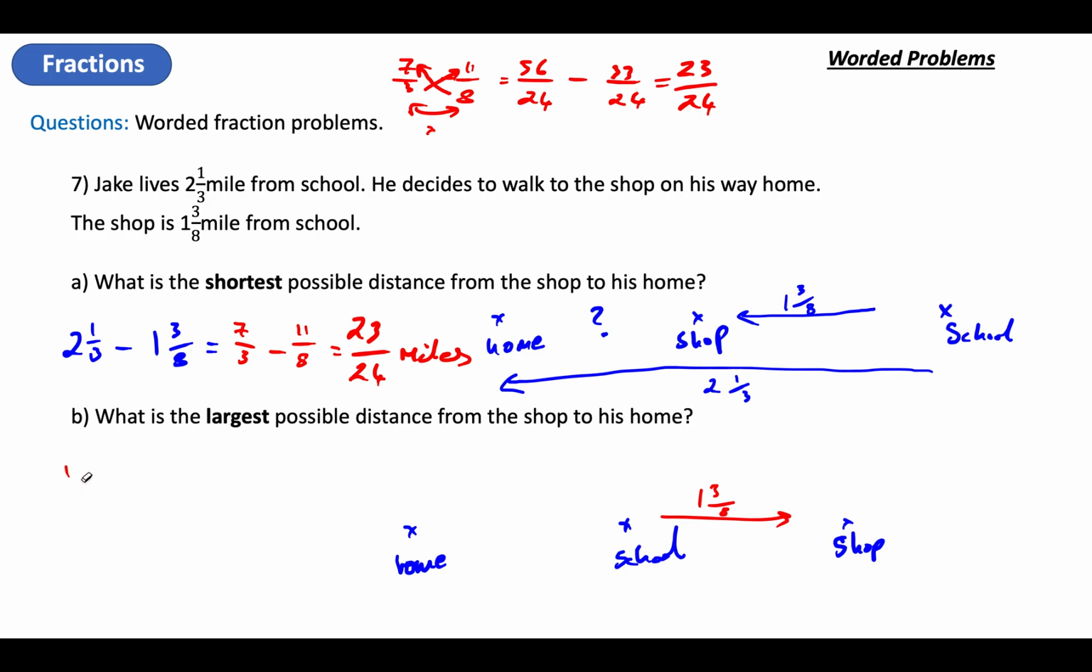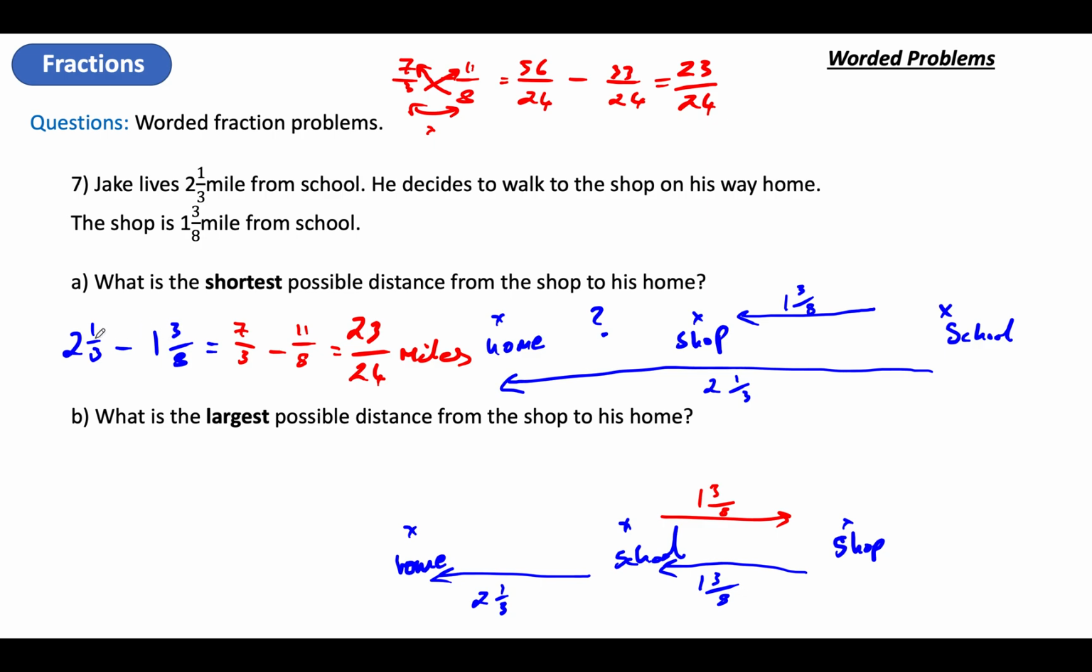Because, look, Jake lives 2/3 of a mile from school, and he decides to walk to the shop on the way home. Now, if I go to the pen, so he's walked to the shop. Now that's 1 3/8. But actually, he then needs to first of all walk back to the school, which is also 1 3/8, and then from the school to home, which is the 2 1/3.